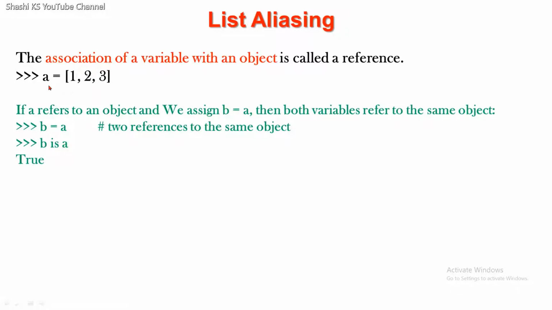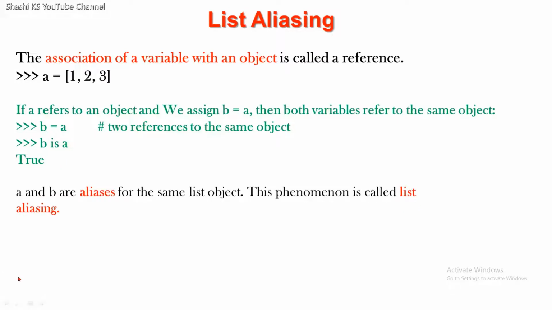So now variable A is referring to the list object, and the values of the list object are 1, 2, and 3. And then later, if I say B is equal to A, it means I'm creating another variable B, which is also referring to the same list object. So now we have 2 variables, B and A, and both refer to the same list object. When I use the is operator in Python to check whether both are referring to the same object, B is A returns true.